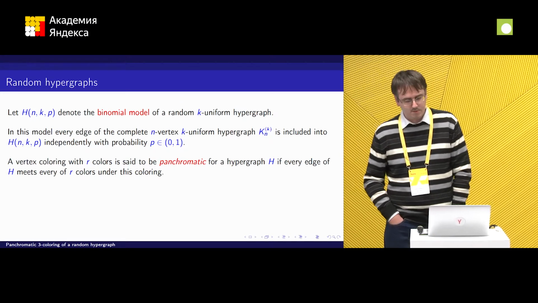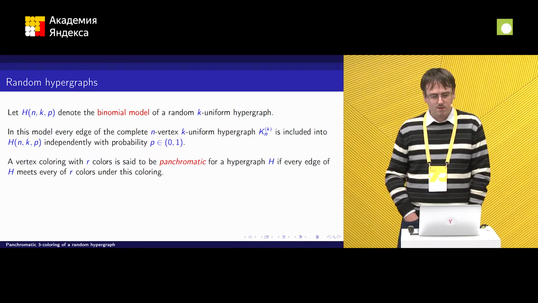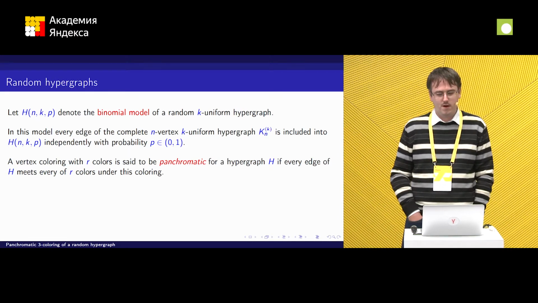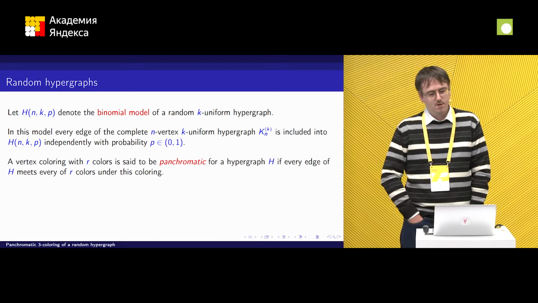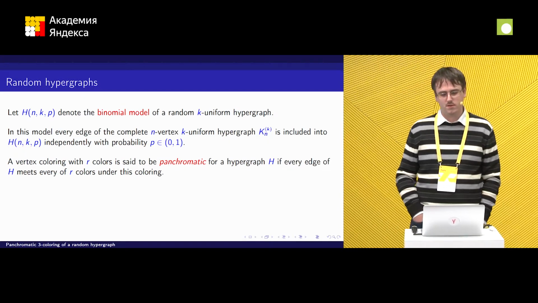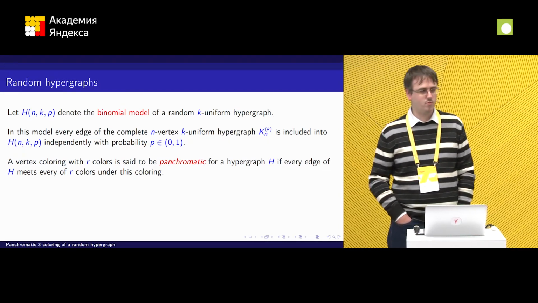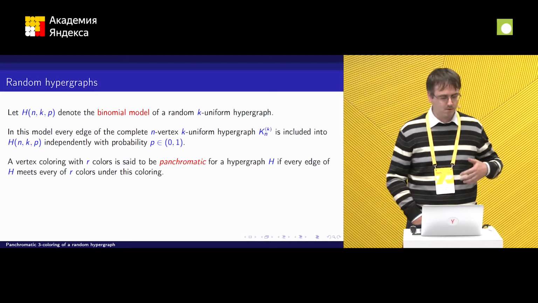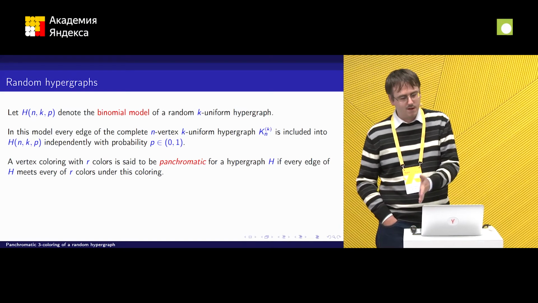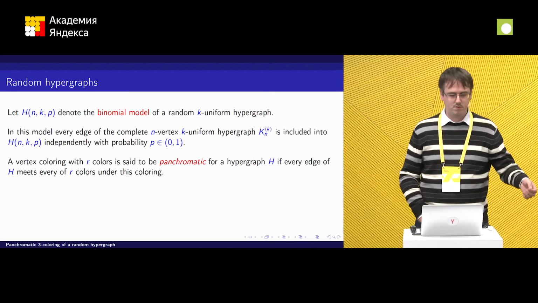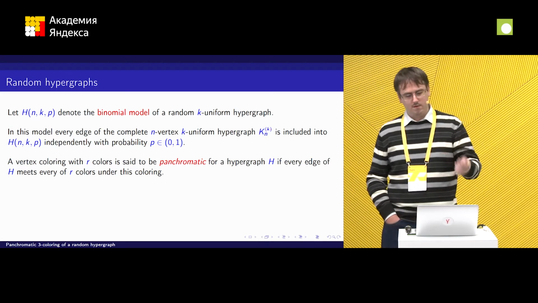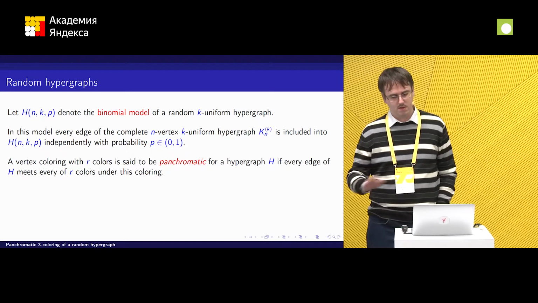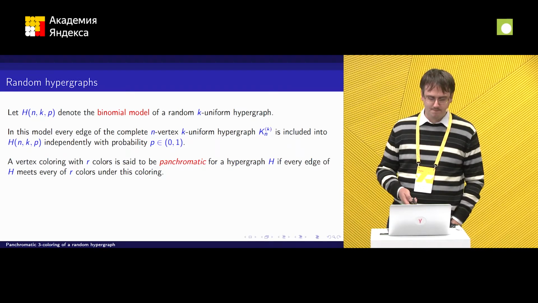And we will consider panchromatic colorings. An r-coloring is said to be panchromatic for a hypergraph if every edge meets every one of our colors under this coloring. So in every edge, we should have a vertex of every color. So if we have, say, 3 colors, then we should have a vertex colored with 1, another vertex colored with 2, and one more vertex colored with 3, and all the others can be colored arbitrarily.